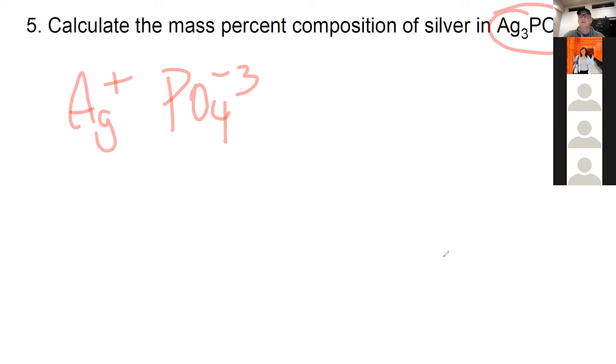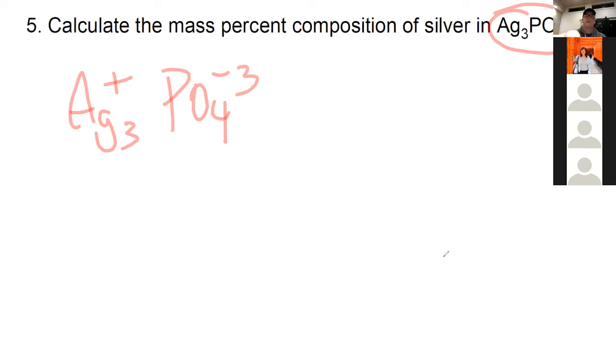So what do I call this? That means I have 3 silver ions at +1 to balance the -3 charge. So I need to have 3 of these. So that's the formula, but what's the name? It's either trisilver phosphate, silver 3 phosphate, or just silver phosphate. Is it silver 3 phosphate?